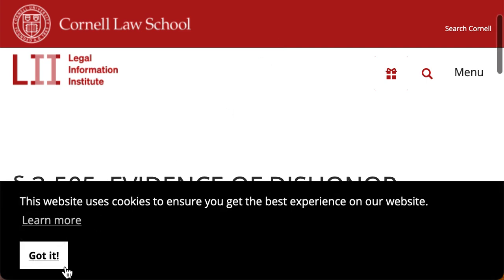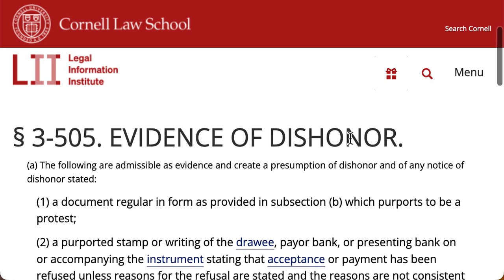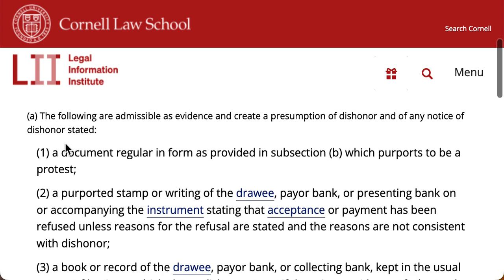Got it? So UCC 3-505, evidence of dishonor. We'll go right here to the first one, A1, a document regular in form as provided in section B, which purports to be a protest, right?